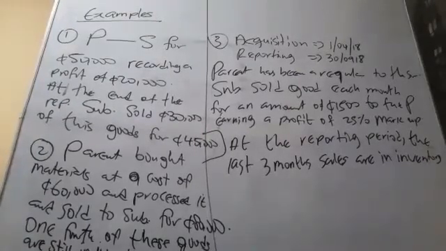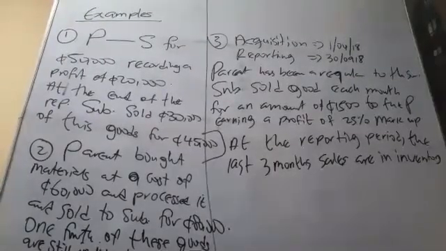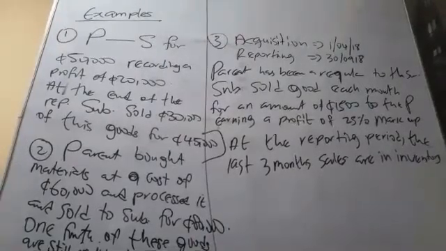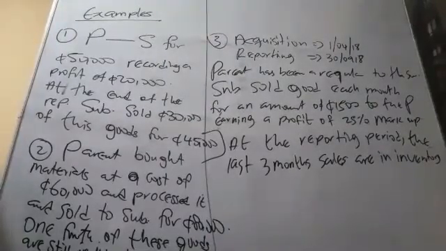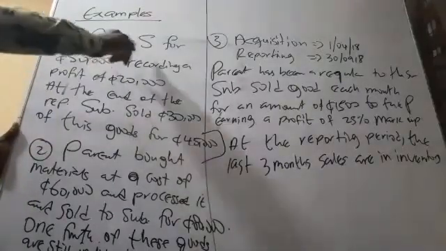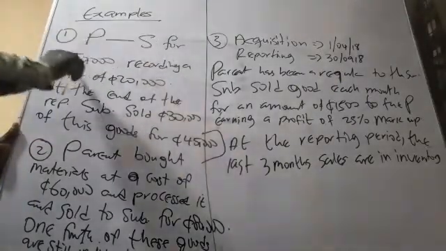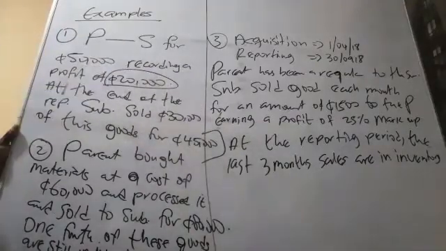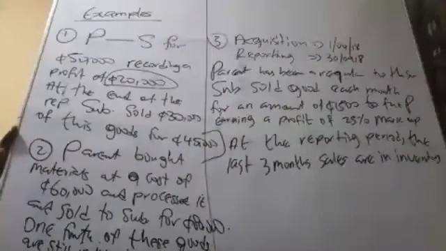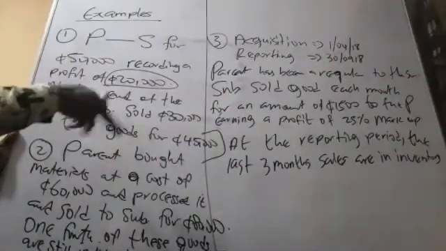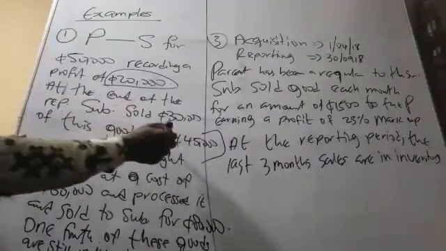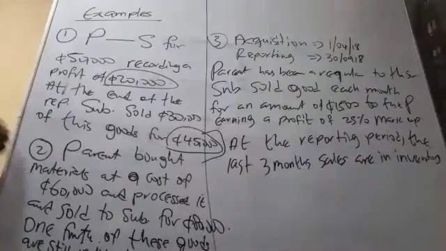Okay, so let's see how best we can do this. We are starting from the first one. It states that parent sold goods to subsidiary for 50,000 cedis, recording a profit of 20,000. At the end of the reporting period, subsidiary sold 30,000 of these goods for an amount of 45,000. So first, what's the treatment?